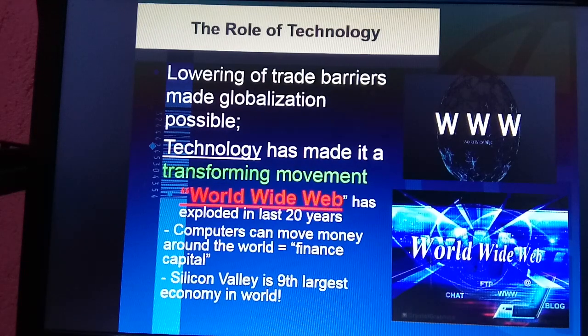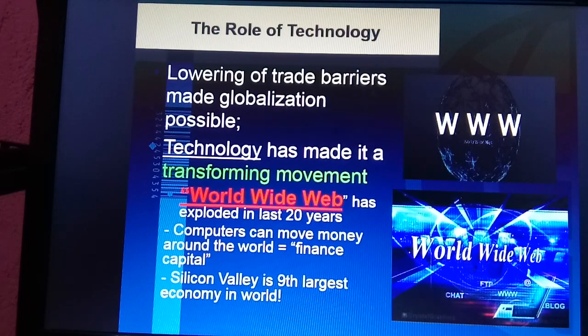Okay, so the role of technology, we have the lowering of trade barriers made globalization possible. So why is that so? Because there is no more prohibition from one country to trade with another because they have lowered the tariffs, the taxes that they have imposed. So more countries are becoming involved in manufacturing, production, import, export activities because of the lowering of trade barriers. Technology, on the other hand, has made it a transforming movement. So with the lowering of barriers, technology has made a transforming movement. The World Wide Web has exploded in the last 20 years.